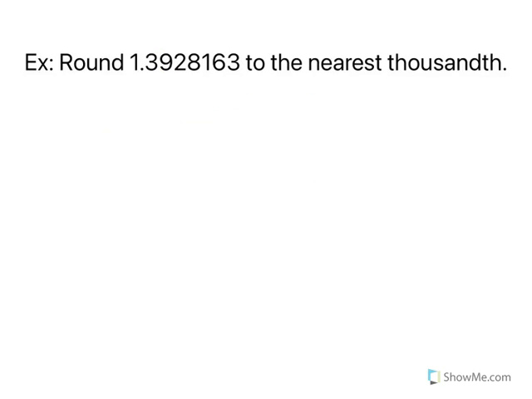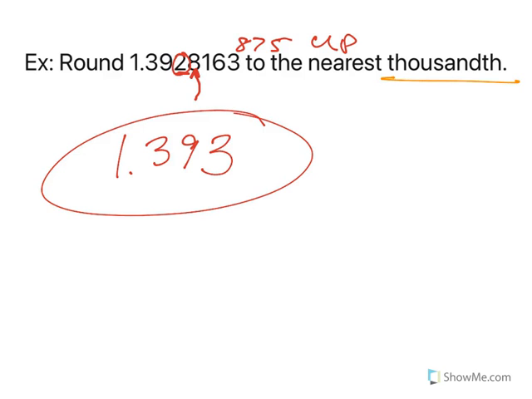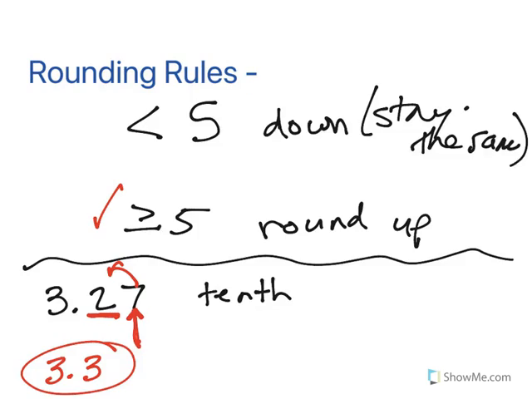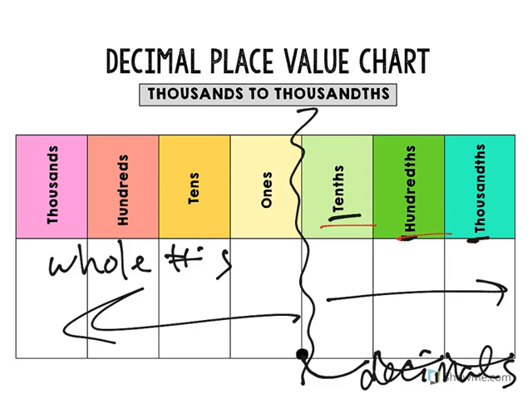Let's do one more. Let's round 1.39286163 to the nearest thousandth. Well, thousandths is the 3rd place after the decimal. So I'm going to look at the 8 to tell me where to round. 8 is greater than 5, so I round up. So my 2 is going to round up, and I end up with 1.393.